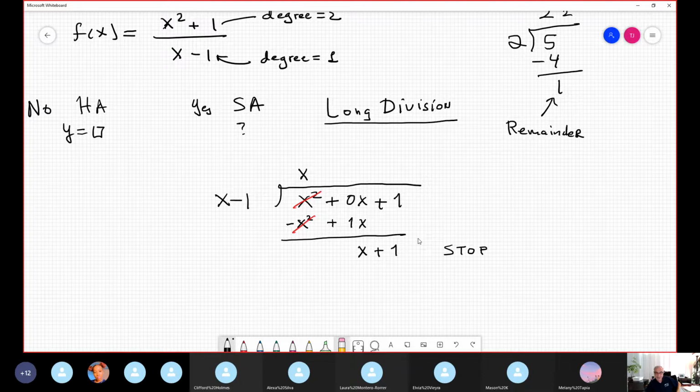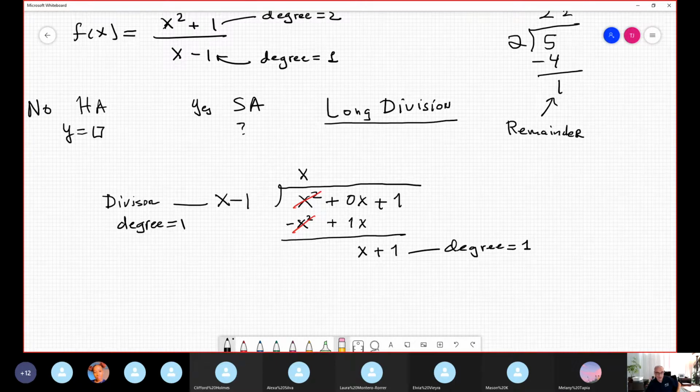...is less than the degree of the divisor. In this case, the remainder is x plus 1, and the degree is 1. So the degree of this polynomial is 1, and the degree of the divisor, this polynomial, is also 1. So no, don't stop. Because you stop when the degree of the remainder is less than the degree of the divisor.